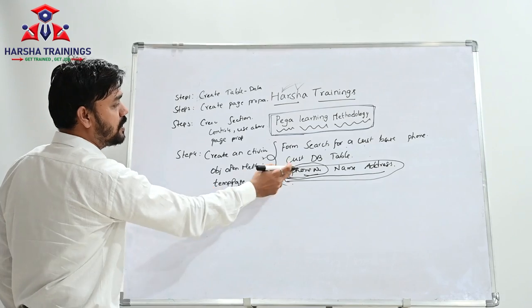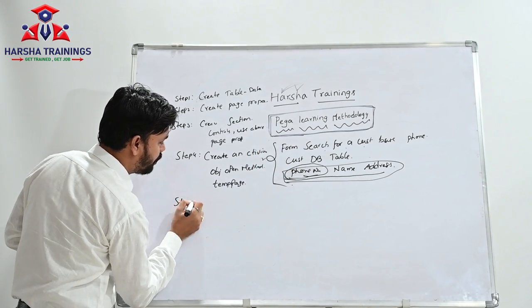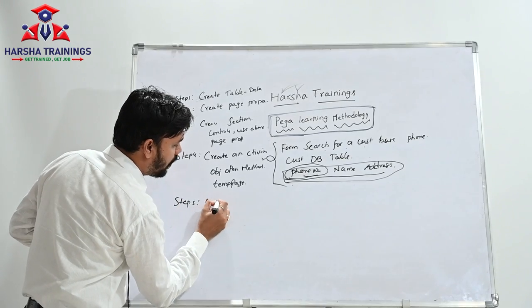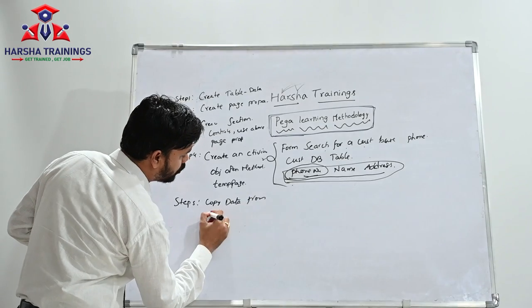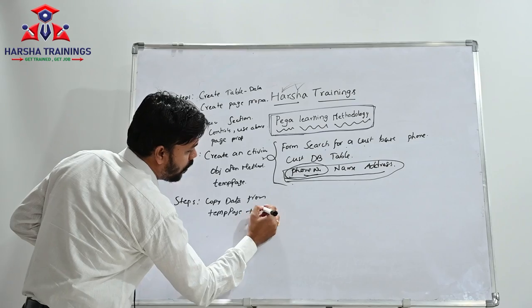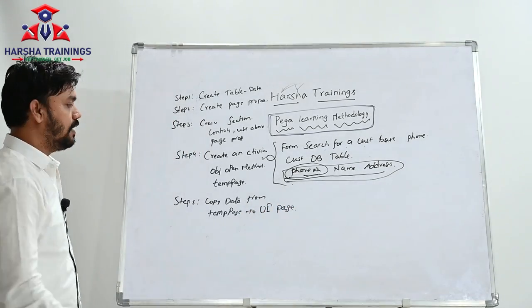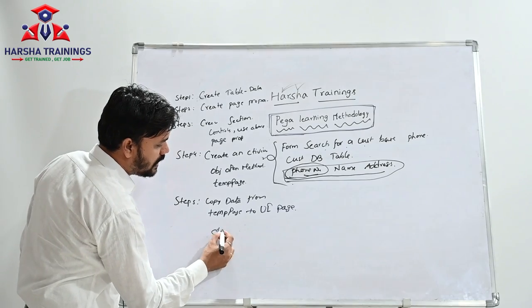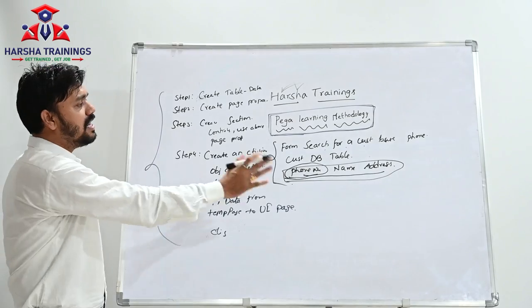Next, the results which you have retrieved from this table, I want to display in the UI. Then step five, copy data from the temp page to the UI page. Whatever page you have used in the UI, you have to copy the data to that, then the data will get displayed.